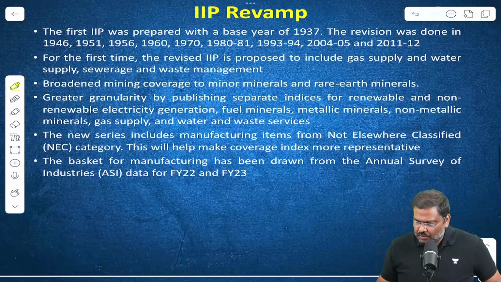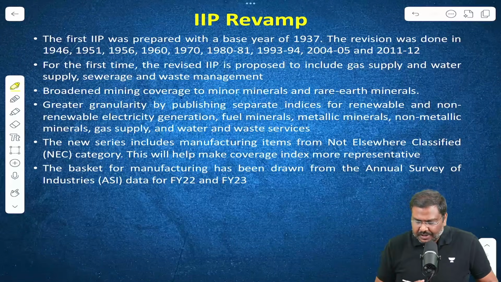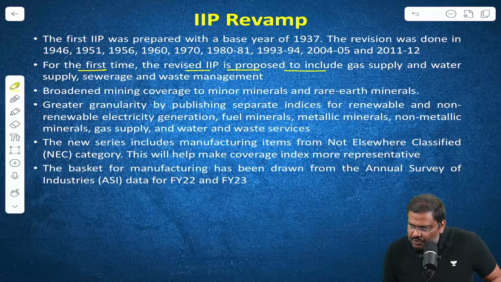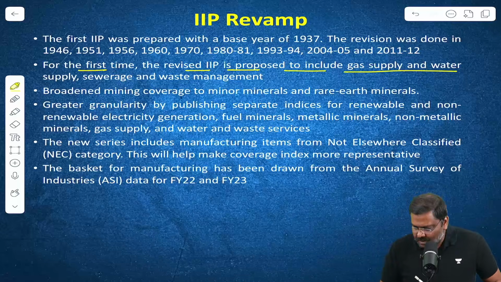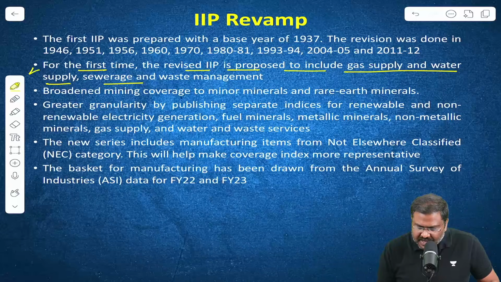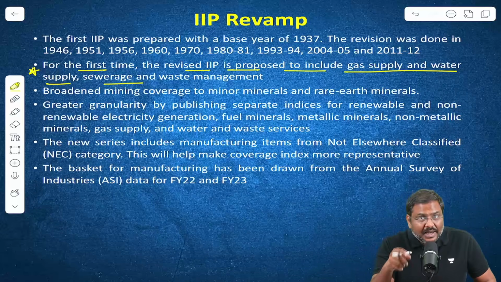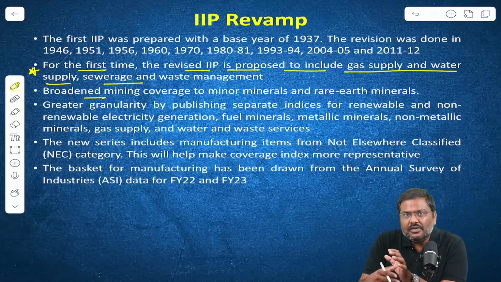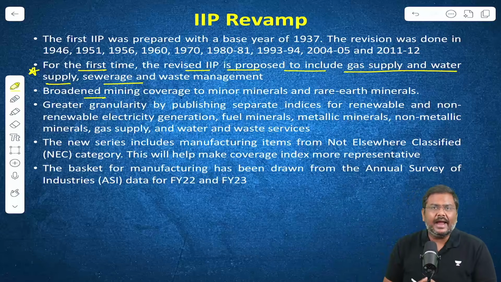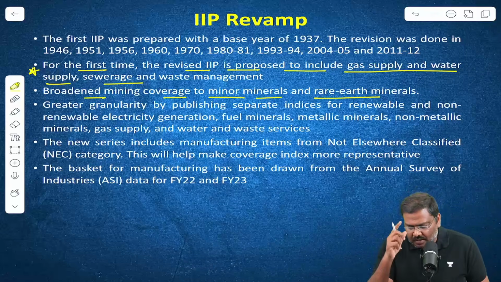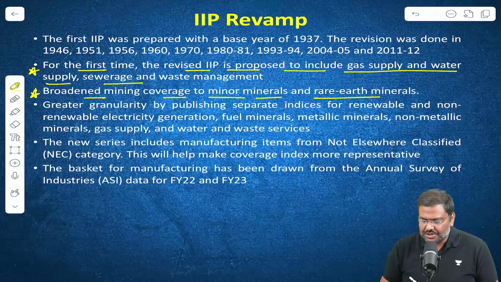Now, in addition to this, what are the other important changes? Let's start. For the first time, the revised IIP is proposed to include gas supply, water supply, waste management, etc. This has been done for the first time. Please make a note of this. It has also broadened the coverage of the products under mining activity. It has included the minor minerals as well as rare earth minerals. This is a second very important change.